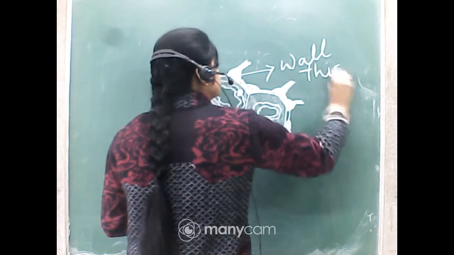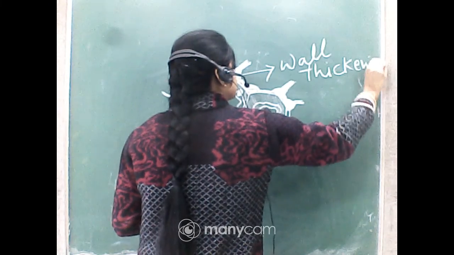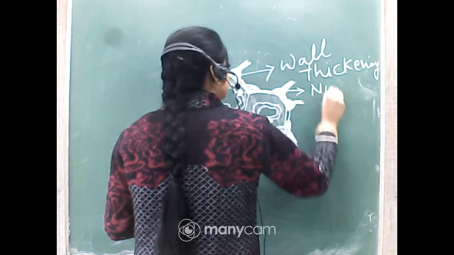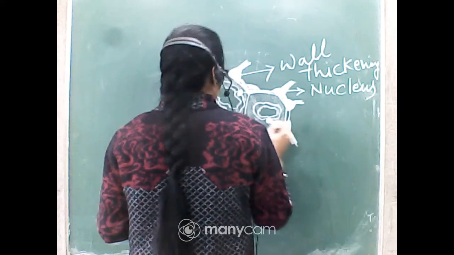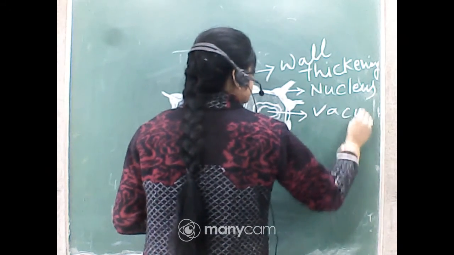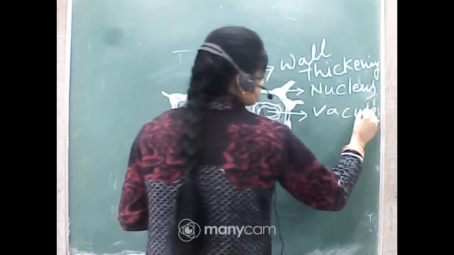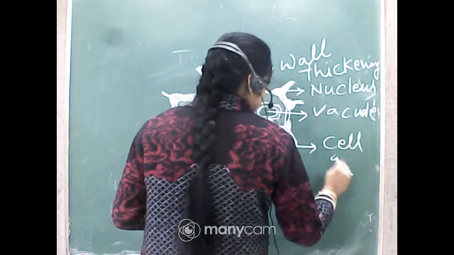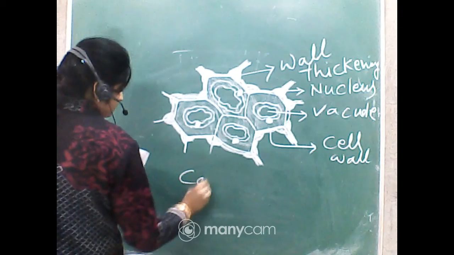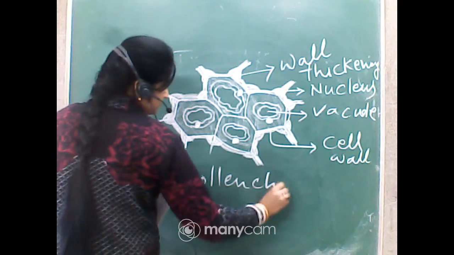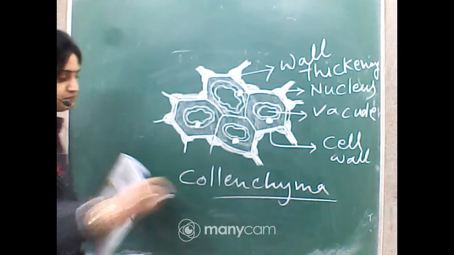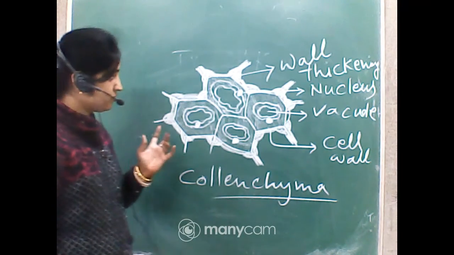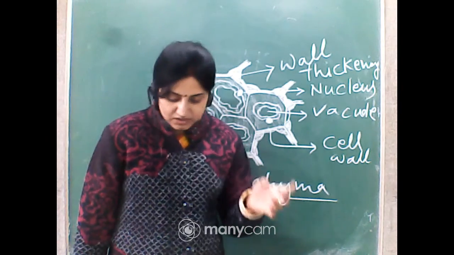Wall thickening, nucleus, vacuole, cell wall, parenchyma. Okay, so this is the picture. You can also draw this picture from your textbooks. Same pictures are present there.